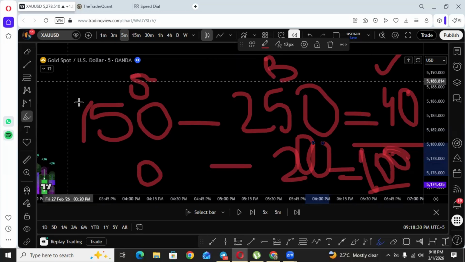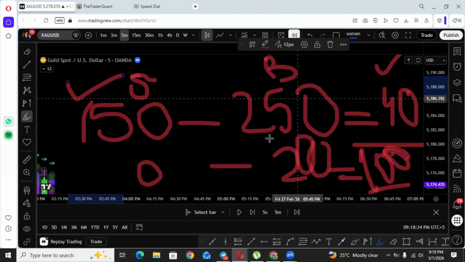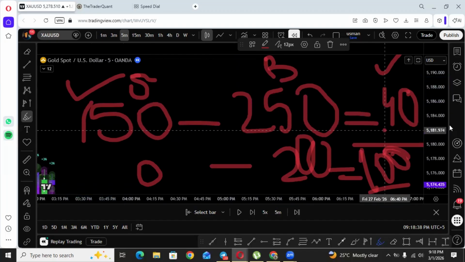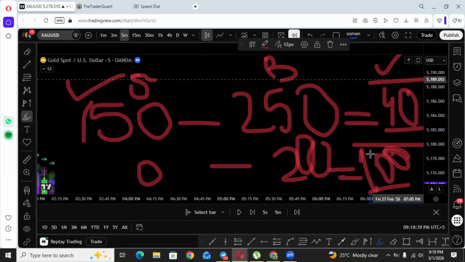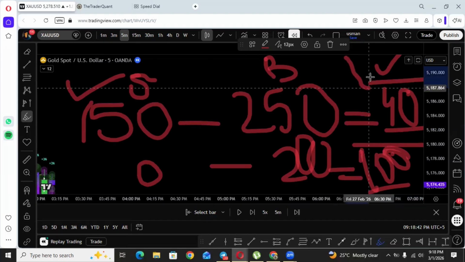And in this scenario, there were once 50 sellers and 250 buyers, and an imbalance formed of 40%. So this 40% imbalance is the strongest area where, if sellers come again, price can be rejected at this price level. Buyers can protect this price level, and you can get a good buying trade.